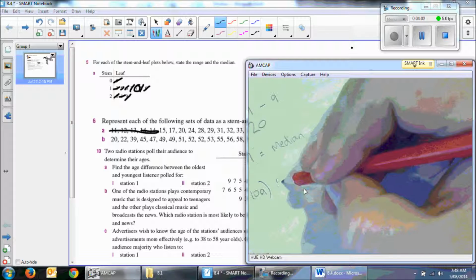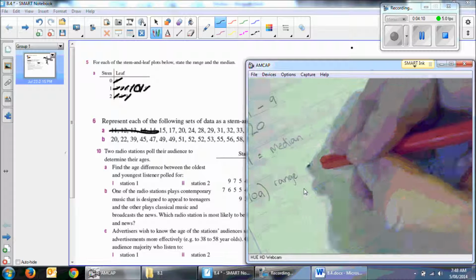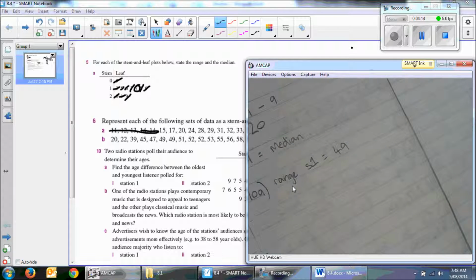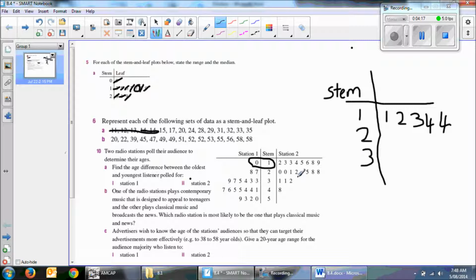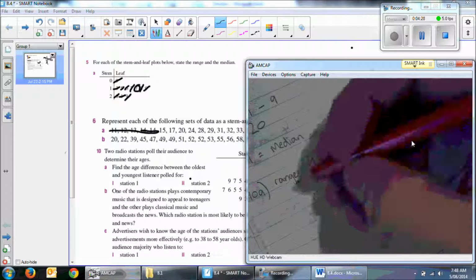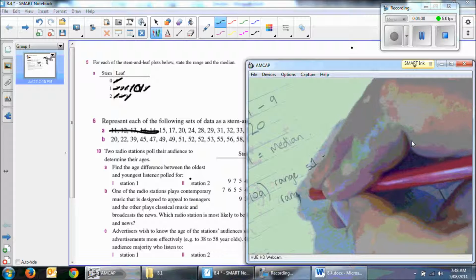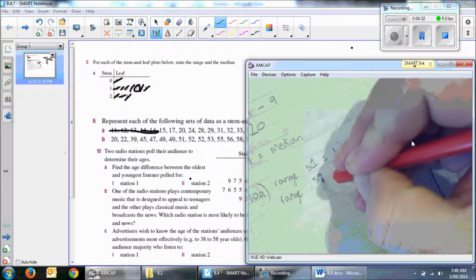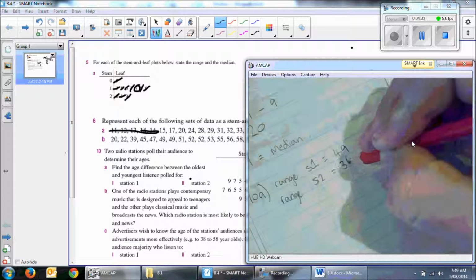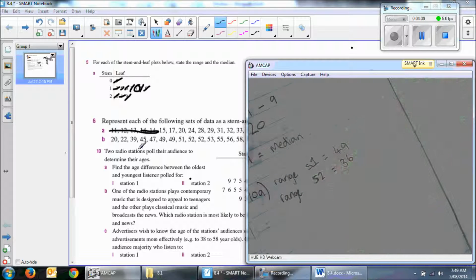The range for station 1 is 49. And for our second one, their youngest listener was 12 and their oldest was 48. So 48 take 12 is 36. So the range for station 2 equals 36.